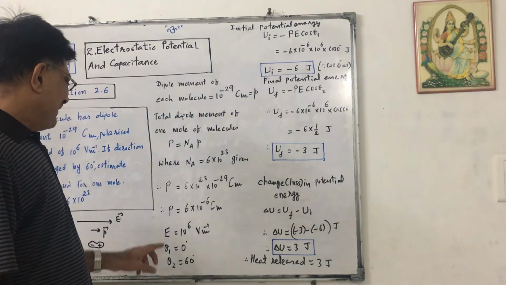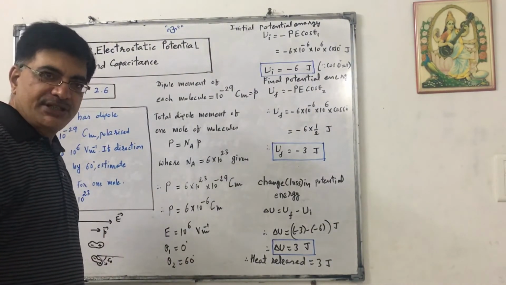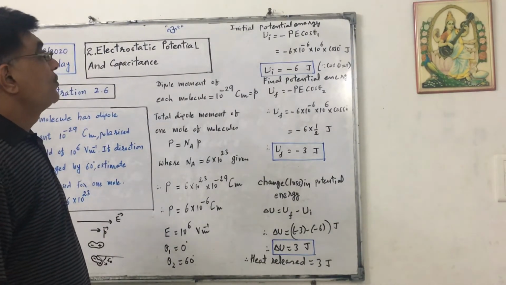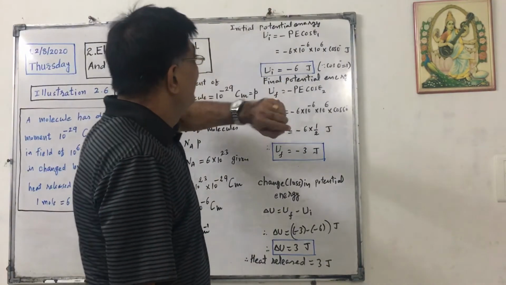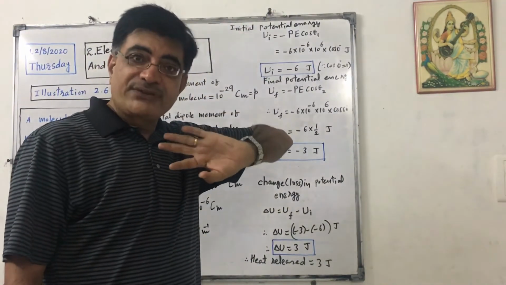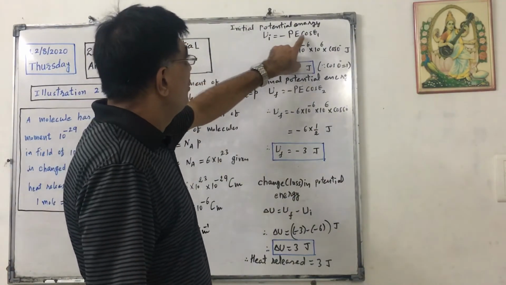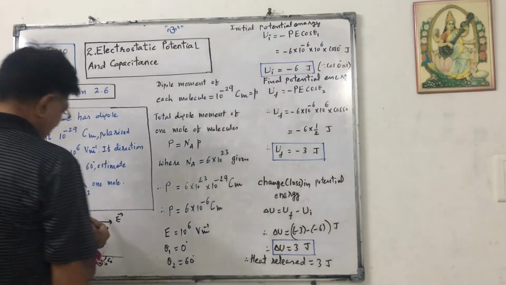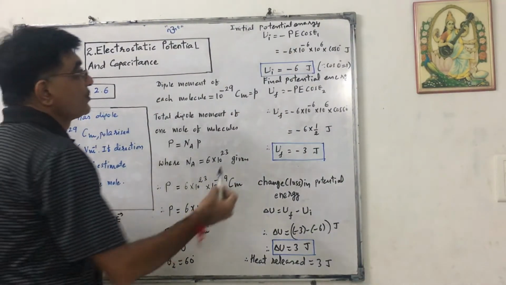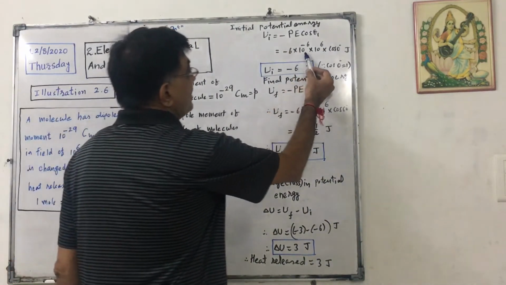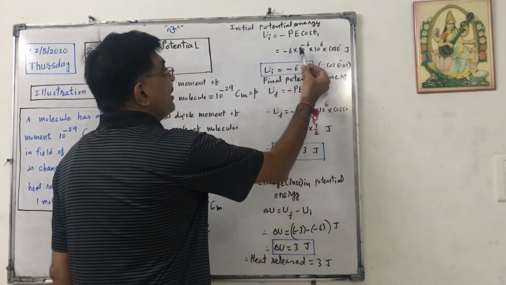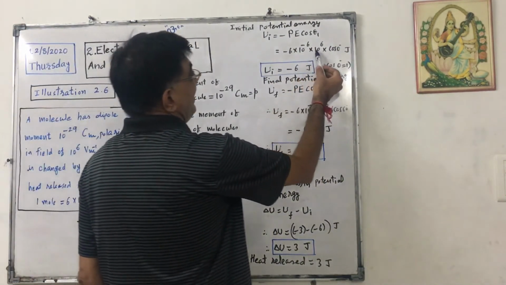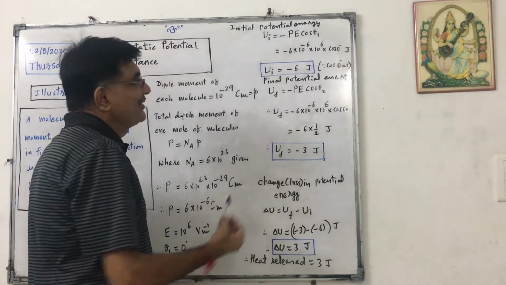Okay. Then electric field is 10 raised to 6 volt per meter. Theta 1 is 0 degree, theta 2 is 60 degree. Okay. So let us find initial potential energy. We know that it is equals to minus Pe cos theta, potential energy. So here it is minus Pe cos theta 1. Okay, we have to consider capital P, okay, because we are discussing about 1 mole of molecules. So capital P is 6 into 10 raised to minus 6. So minus 6 into 10 raised to minus 6. Electric field is 10 raised to 6 and cos 0. Okay, so it is minus 6 joule.